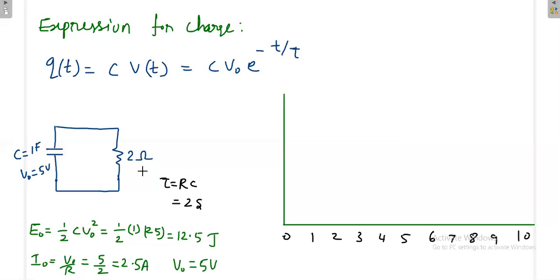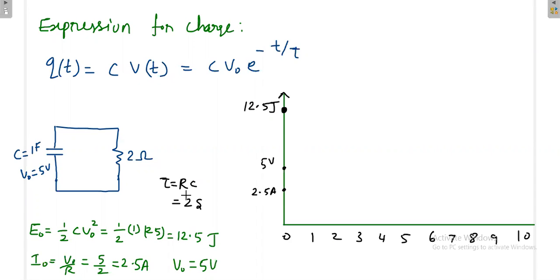Okay, RC 1 into 2 is 2 seconds. Now in this axis itself, I am going to plot voltage, current, energy, everything. What is my energy? My energy is 12.5 joule. What is my voltage? My voltage is 5 volt. My current is 2.5 ampere, something.